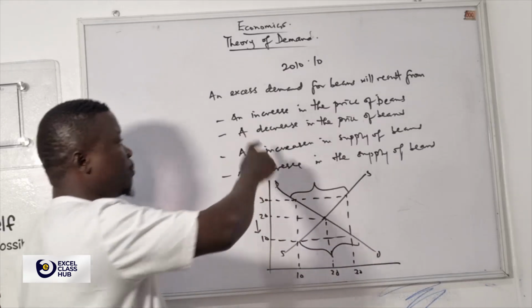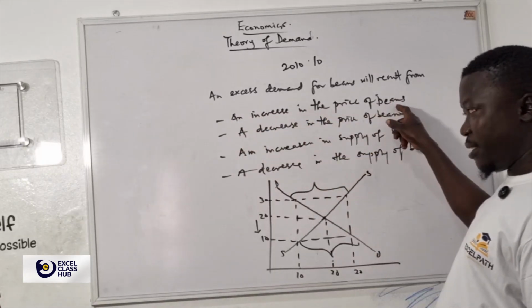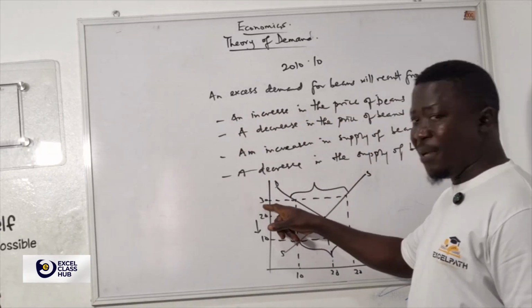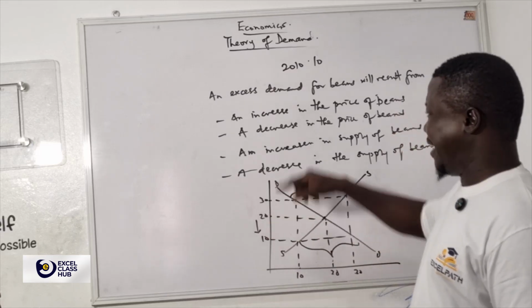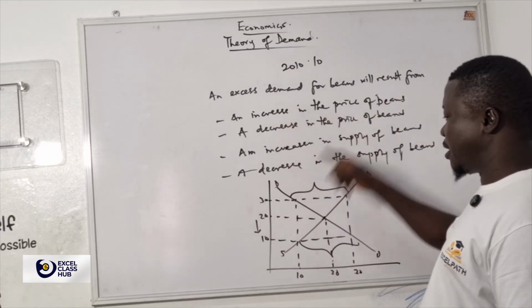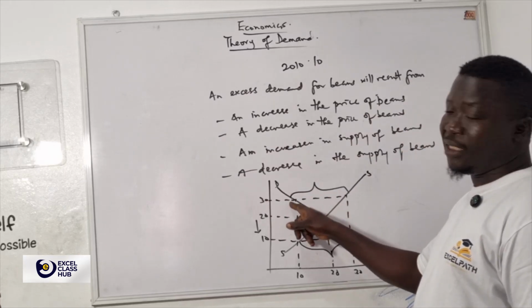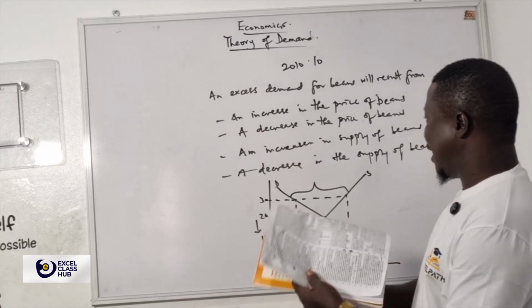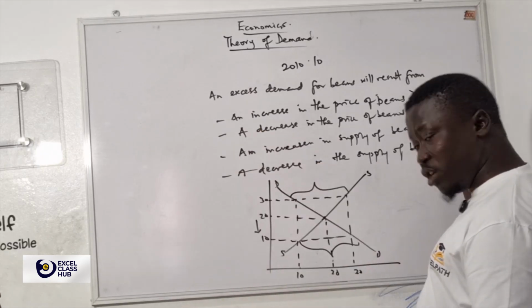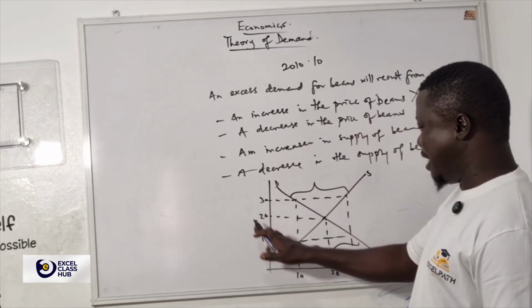Let's now go to the options. An increase in the price of beans. If there's an increase, will it be excess demand? No. Are you guessing that? If there's an increase in the price of beans, it will cause a reduction in demand and an increase in supply. It means that option A is wrong. A decrease in the price of beans.